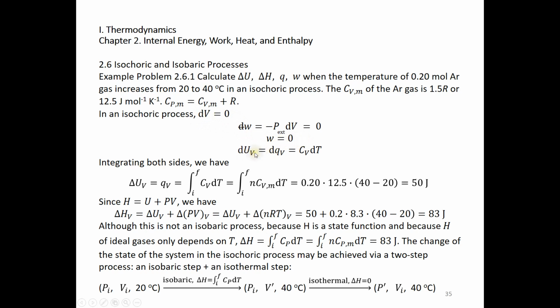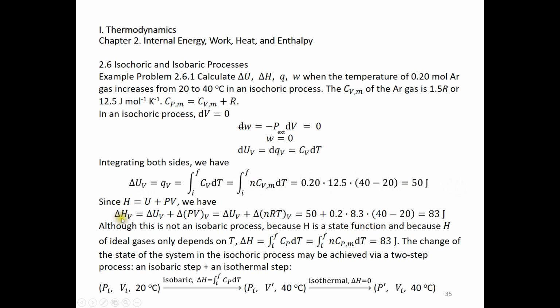And therefore dU sub V is dQ sub V, and dQ sub V is just CV dT. This is the definition of heat capacity for the isochoric condition. Now we can integrate both sides. Delta U sub V is Q sub V, which is the integral of CV dT. CV is n times CVM. We plug in all the numbers, and we get 50 joule.